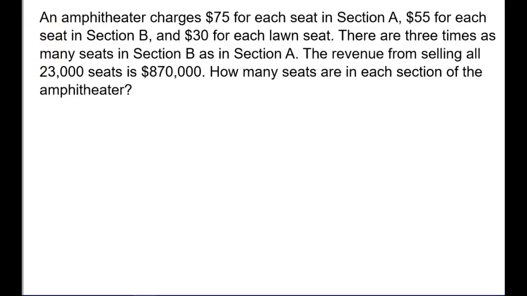So now here's our last example. This is example number 4. Okay, this is kind of a real world problem. So an amphitheater charges $75 for each seat in Section A, $55 for each seat in Section B, and $30 for each lawn seat. There are 3 times as many seats in Section B as in Section A. The revenue from selling all 23,000 seats is $870,000. How many seats are in each section of the amphitheater?